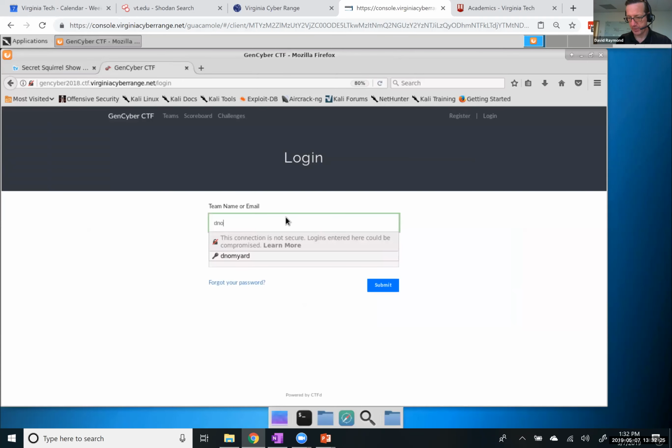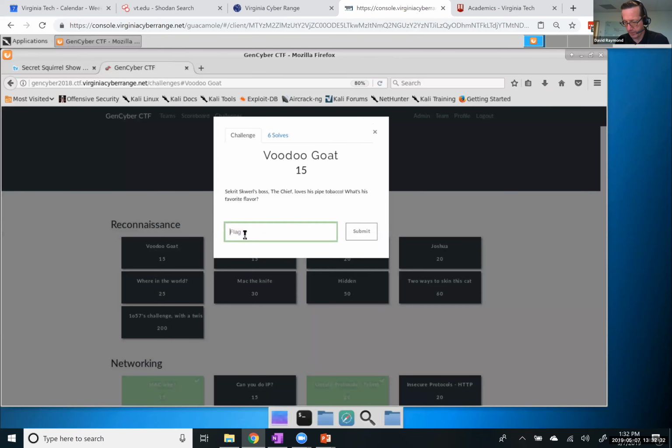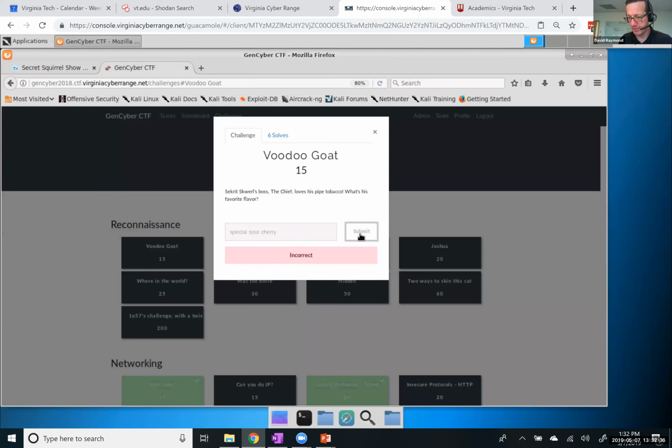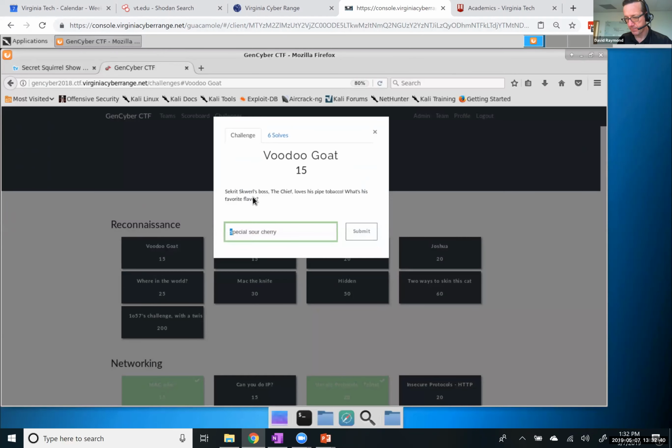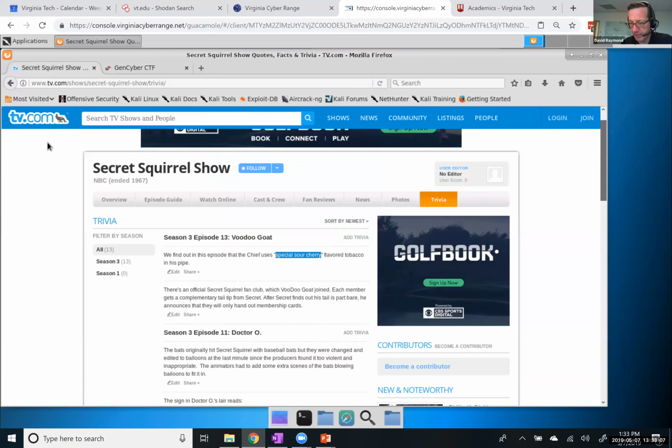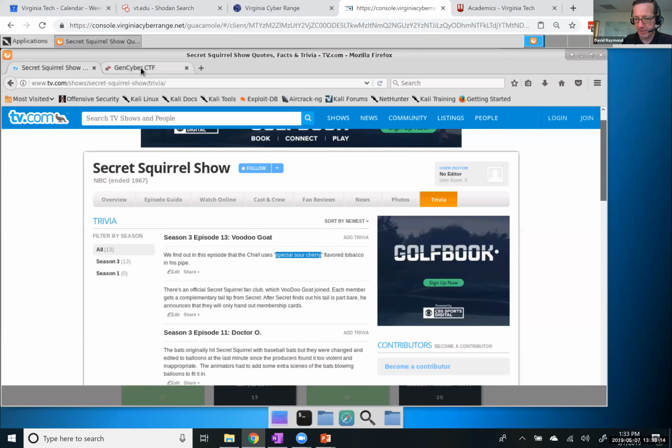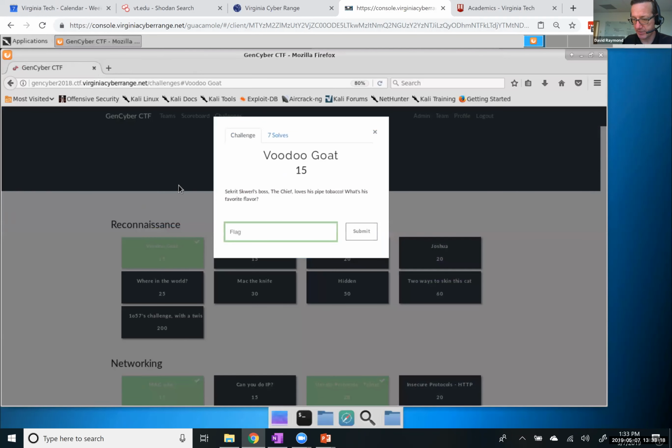I have to log in here again because I somehow screwed up my browser. Okay, Voodoo Goat. And let's paste that in there. Special sour cherry, submit. Oh, how's that incorrect? Oh, there we go. Got it. Sour cherry is what it was. Okay, so that was it, right? That was not a whole lot of Googling, but I got to the answer. And I sort of talked through my thought process as I did it.